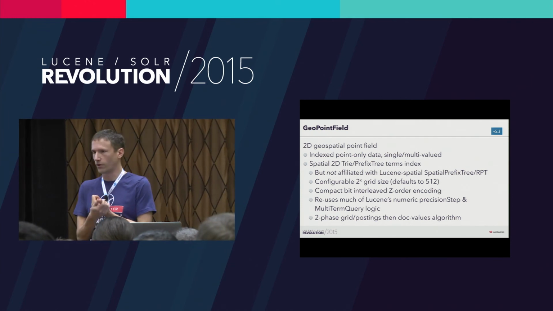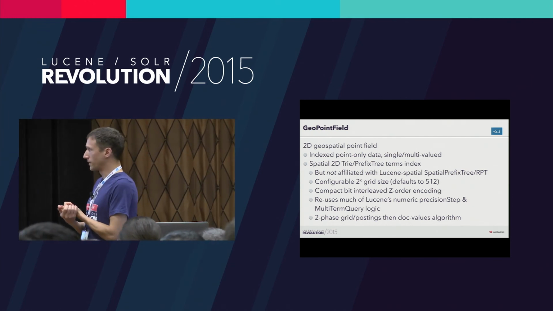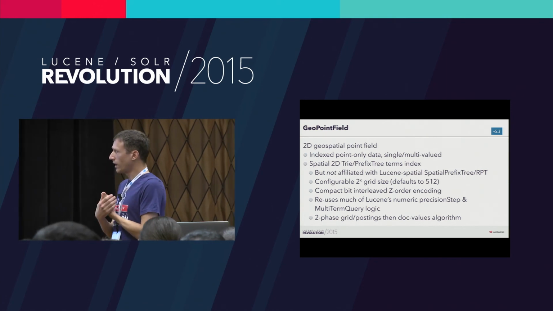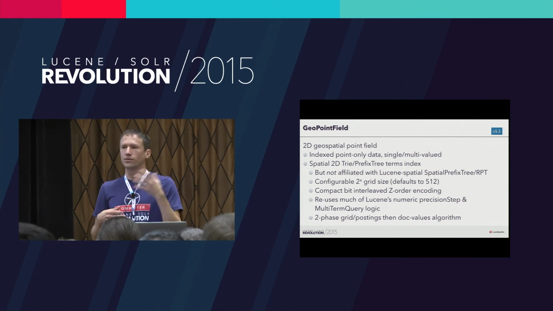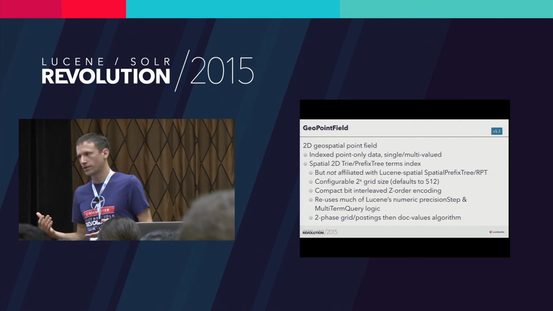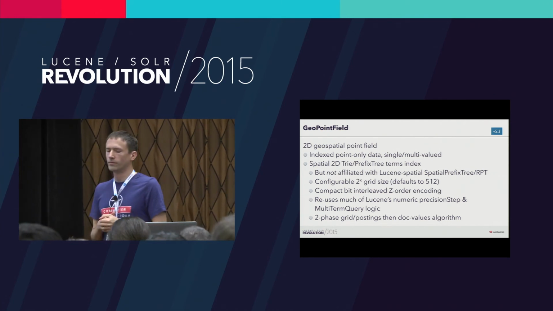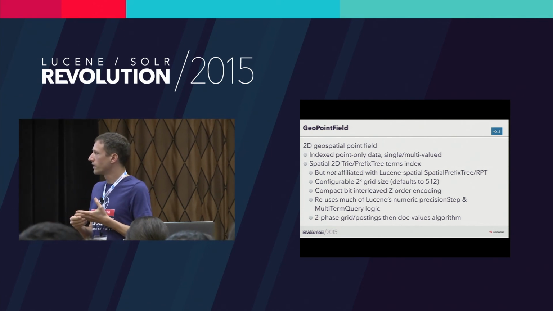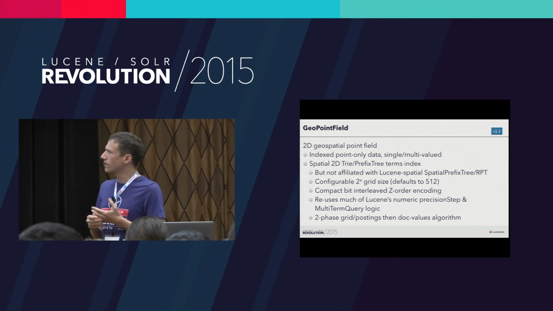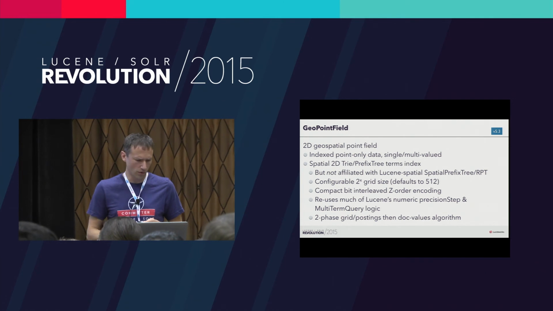So there are grid squares, and it also stores the data into doc values as well. And it has a nice, efficient second pass. First it uses the grid squares to get to some region, and then it uses doc values to double check which documents are in the region of interest. I think there's, next slide, more details.